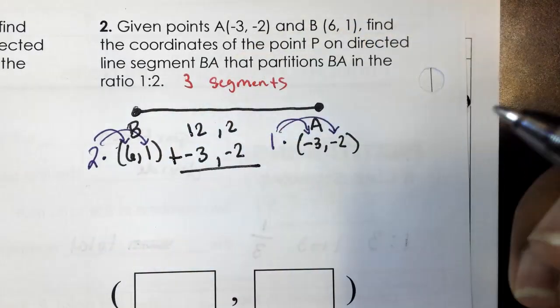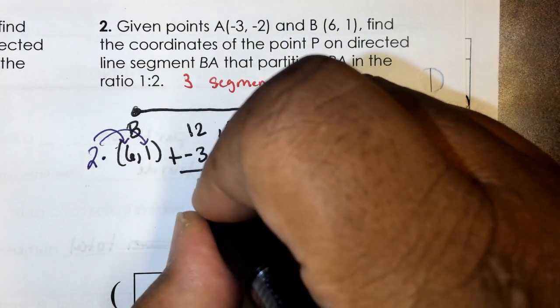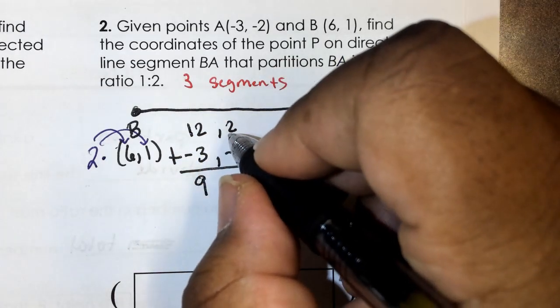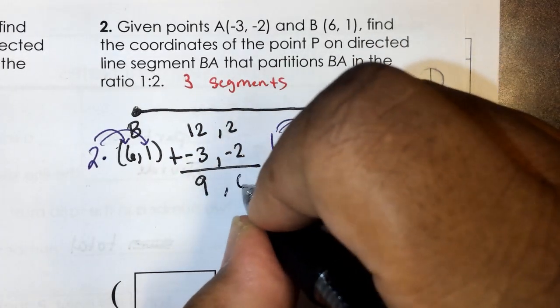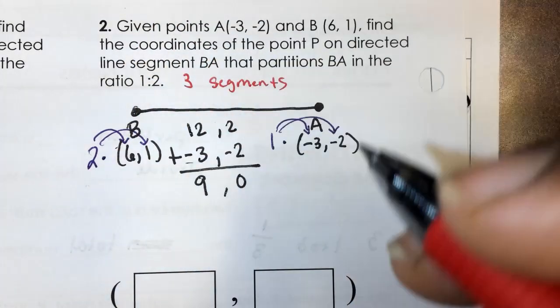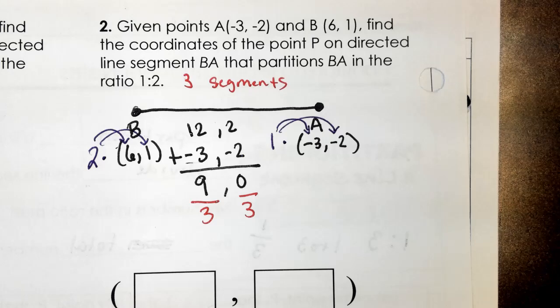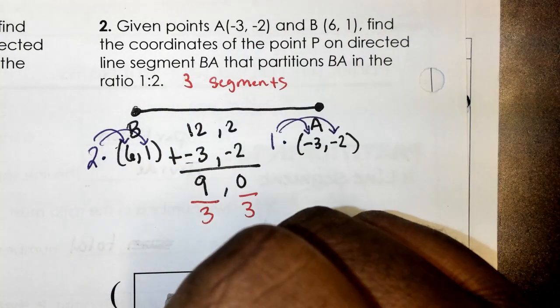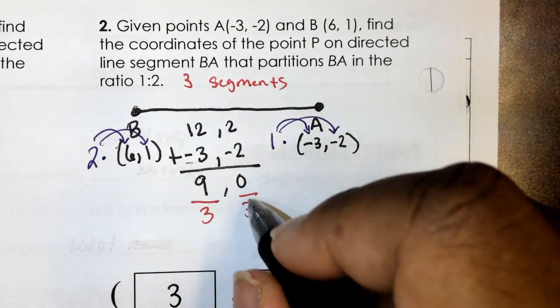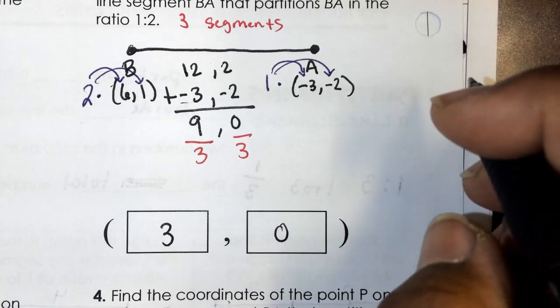We're still adding these together though in the middle. 12 plus -3, +9. 2 plus negative 2, 0. After you do that, don't forget to do what you need to do at the end, which is divide by the total number of segments. Divided by 3, divided by 3. 9 divided by 3 is 3. 0 divided by 3 is 0. My partition point for this one would be at 3, 0.